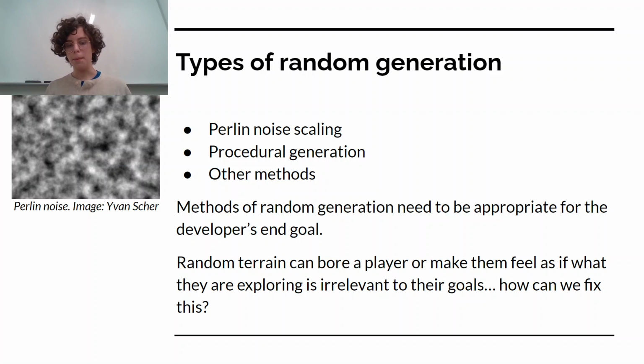And random terrain can bore a player or make them feel as if what they're exploring just is irrelevant to their goals. For instance, if you're playing Minecraft and you need to get string in order to build a bow, it won't help if you can't find any places where a spider may spawn so that you can kill it and harvest its string. So how do we fix this?